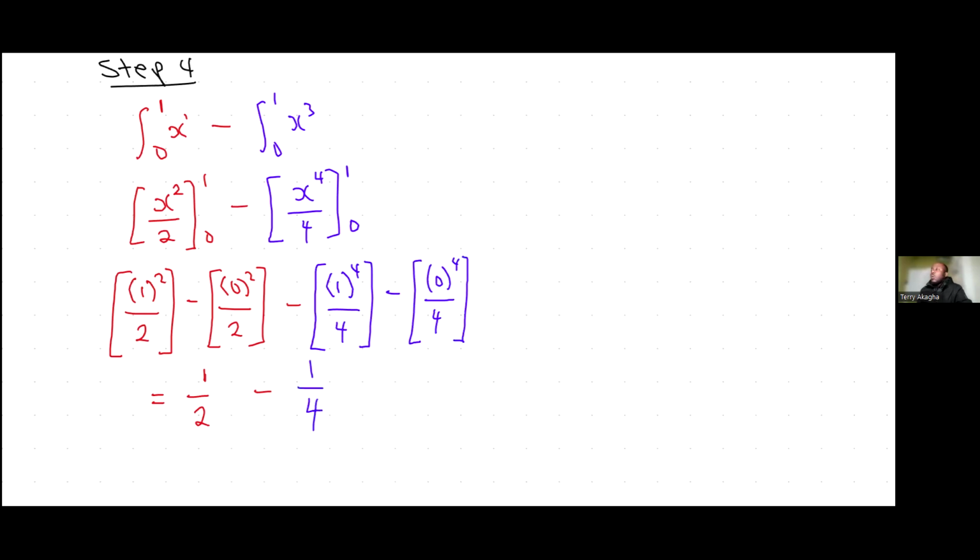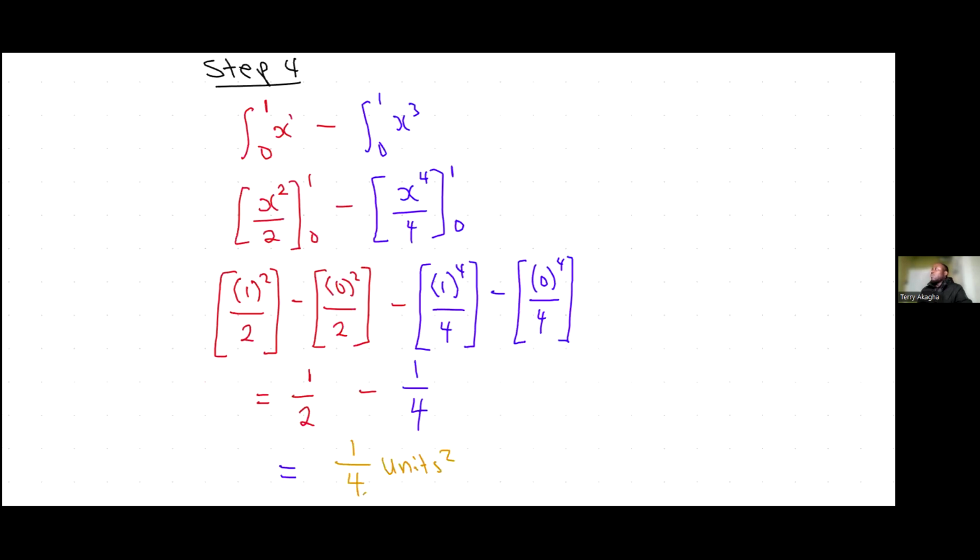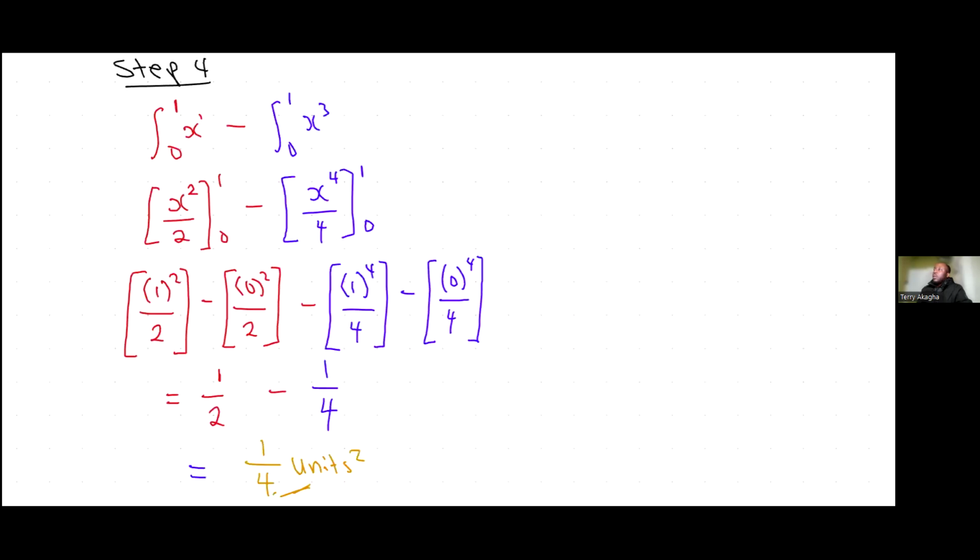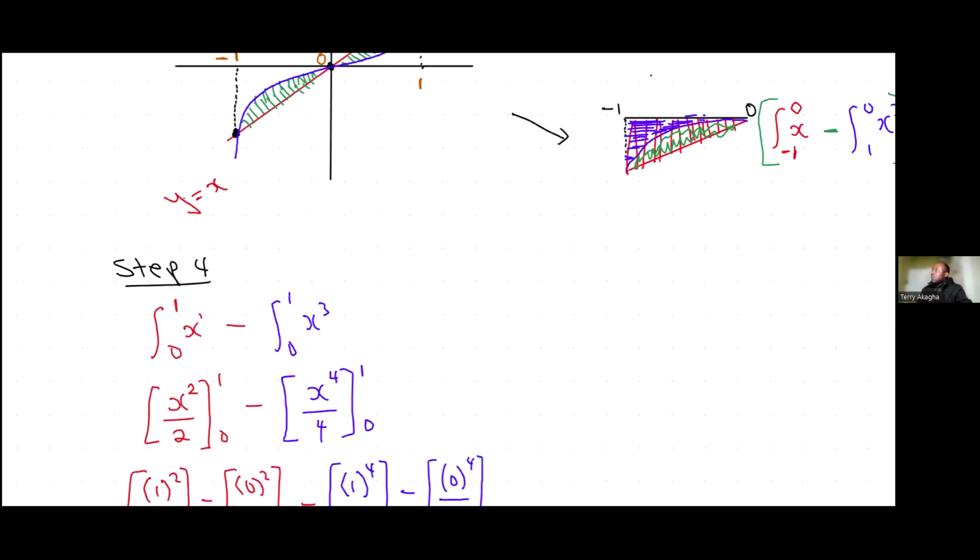Okay? So the final answer will be 1 over 2 minus 1 over 4, and that will give you what? 1 over 4 units squared. Okay, it'll give you 1 over 4 units squared. Now we're done with that, so let's go to the next one.